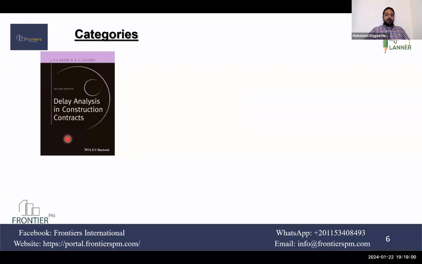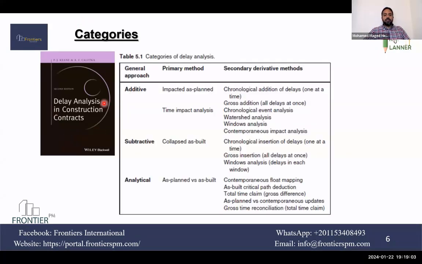Here in this reference, we have other categories for the delay analysis. One is called additive, and this is general. It's called here the general approach is additive. The primary methods under the additive are the impacted as planned and time impact analysis, because in both approaches here you have the schedule and then you add a fragment to it. As we defined in the previous lecture, the fragment is a subset of activities related to the event, and we needed to add it to the program and link it with the program to get the impact of this event.